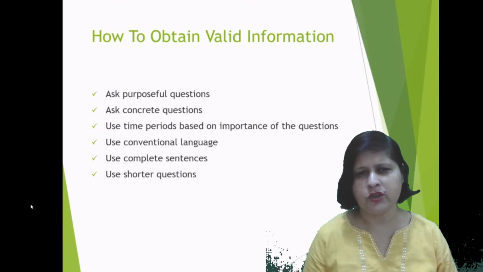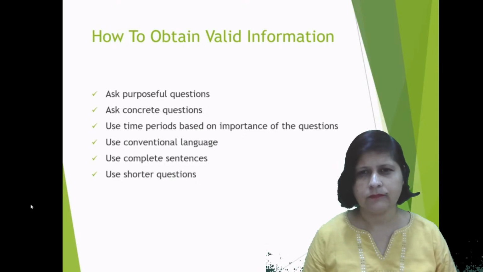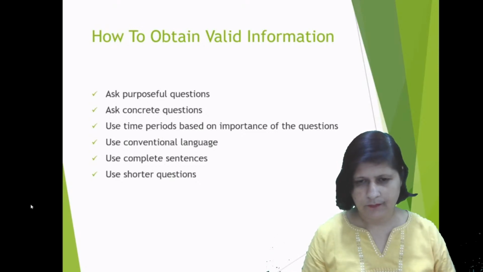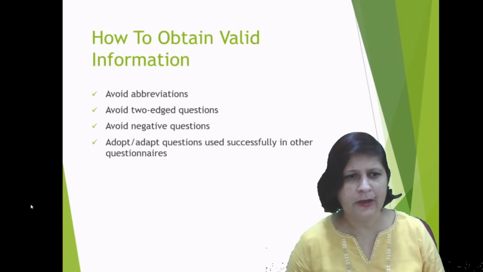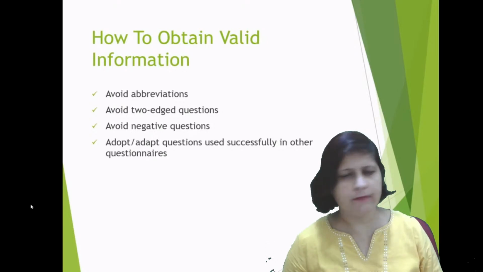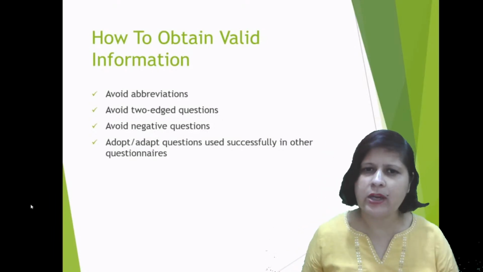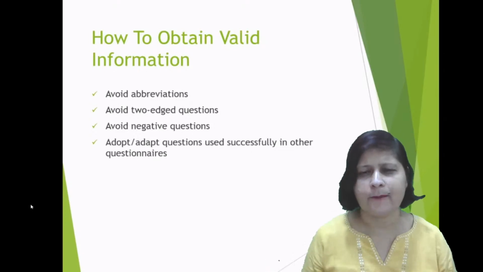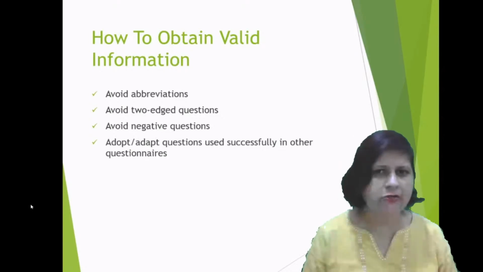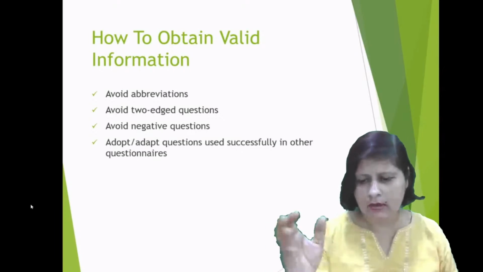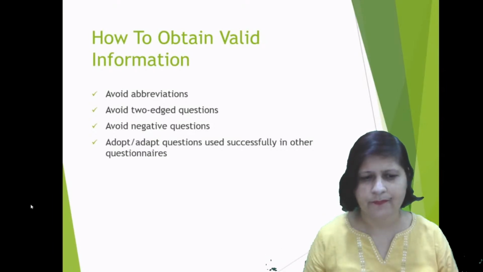Use conventional language. Use complete sentences. Don't use shortcuts. How to obtain valid information? Avoid abbreviation. Never use abbreviation. If you want to write role ambiguity, write role ambiguity rather than RA. Never use abbreviation, because it creates confusion and no one is interested in going through your list of abbreviations and then answering the questions. They will avoid answering those questions.